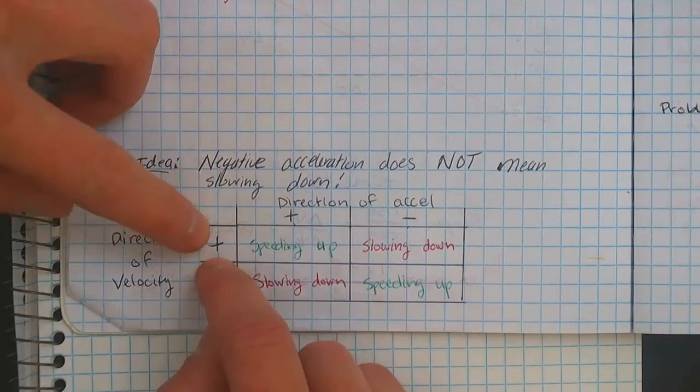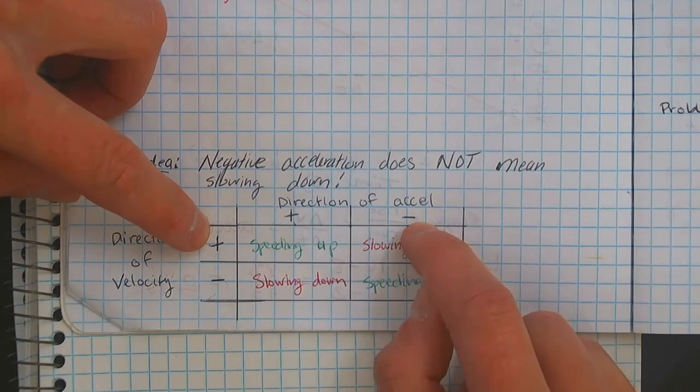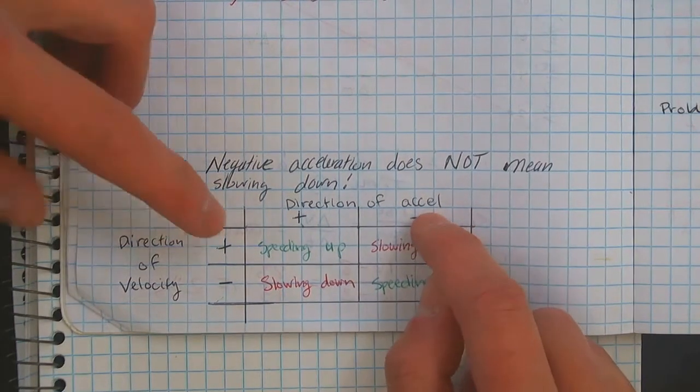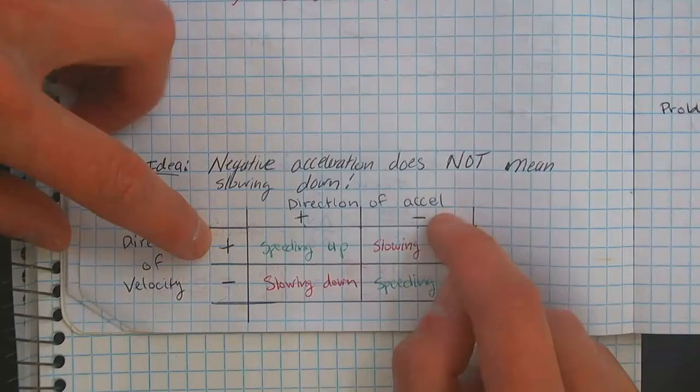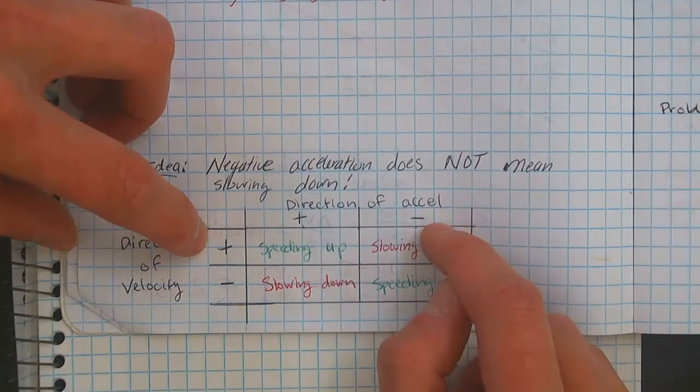So if you're going to the right and you're accelerating to the right, then you speed up. If you're going to the right, the positive direction, but you're accelerating to the left in the negative direction, that's going to cause you to slow down, because these two are in opposite directions. You're going in the positive direction, but you're changing your velocity to be more negative. So that's going to cause you to slow down.